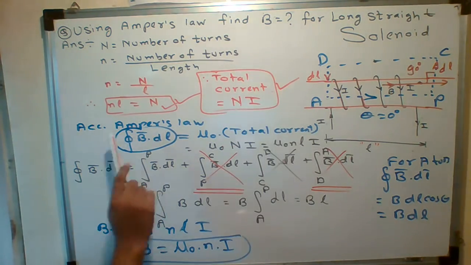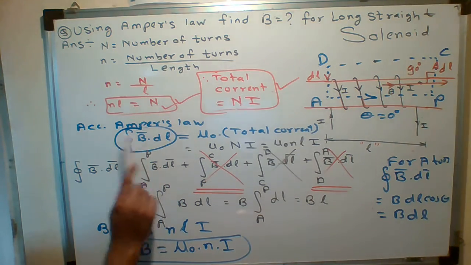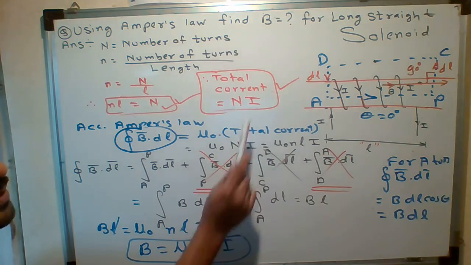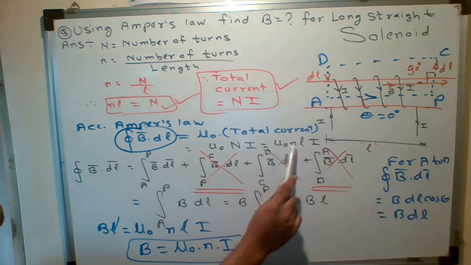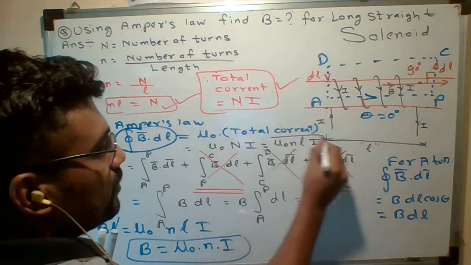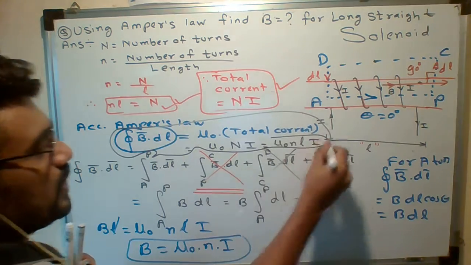So according to Ampere's law, you know Ampere's law, the line integral of magnetic induction over a closed path is equal to permeability times the total current. Total current is NI. What is N? nL. Okay. So this is your final expression for this part. Okay. So here remember this part is what? Particular. Okay. Keep as it is.